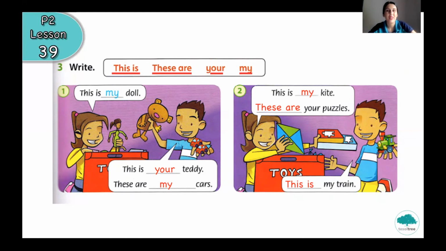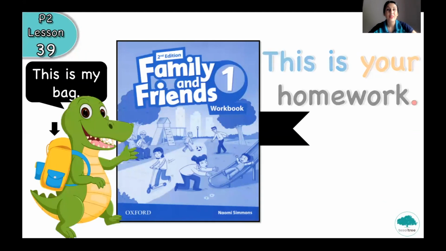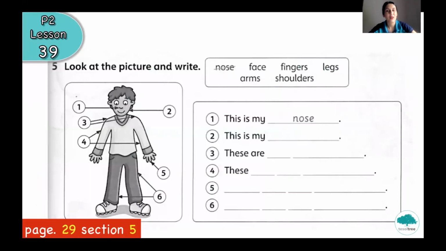Okay, so let's read our conversations one more time. This is my doll. This is your teddy. These are my cars. And conversation number 2, this is my kite. These are your puzzles. And this is my train. Great job. Thank you so much, everyone. P2, we finished this exercise. Now I'm going to explain you how to do your homework. Prepare your workbook, please. And open page 29, section 5.